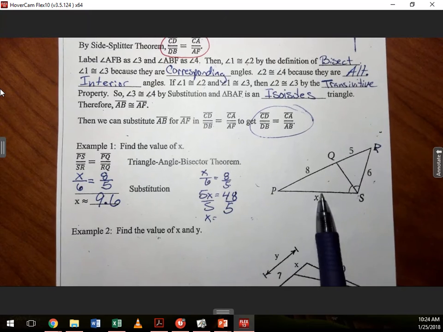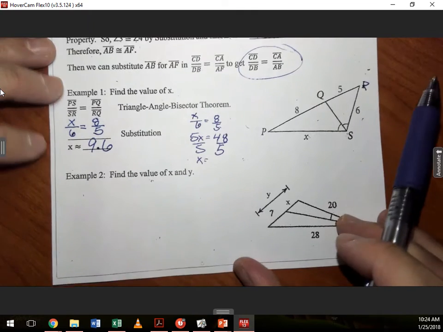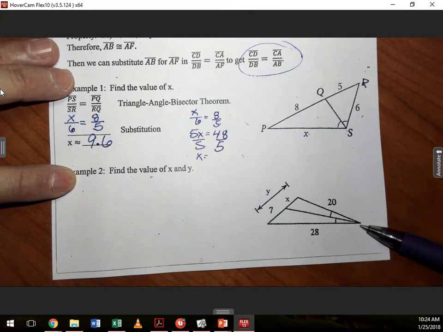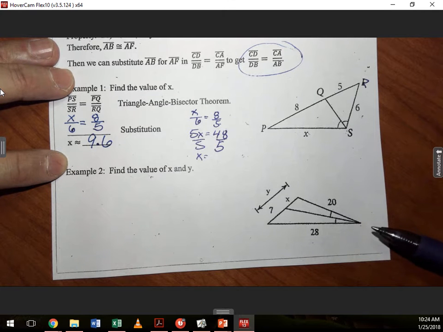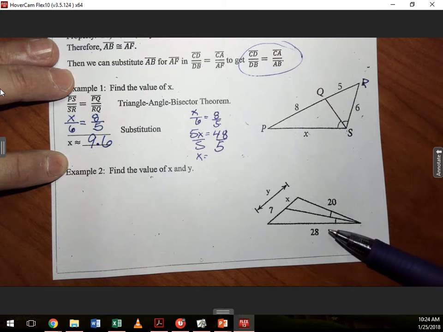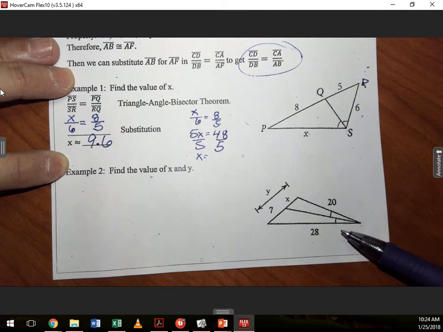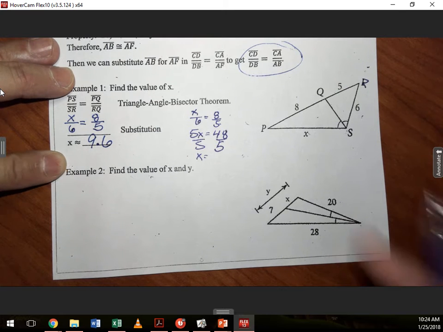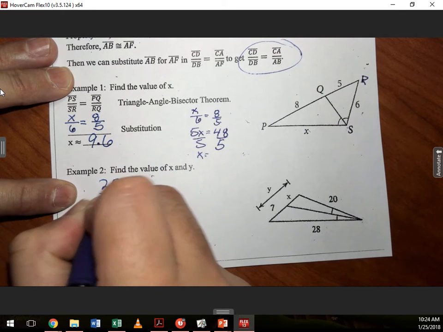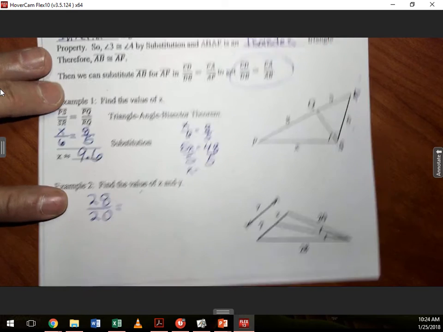On the next problem, I'm still considering this part right here. So my bisected angle is down here, isn't it? So how am I going to set up my first part of my fraction? Come on, you guys. You want what? 28 over 20? That'll work. Could I also do 20 over 28? Yes. Both will give you the same thing as long as you set up the second part correctly. So I'm going to go 28 over 20 equals.